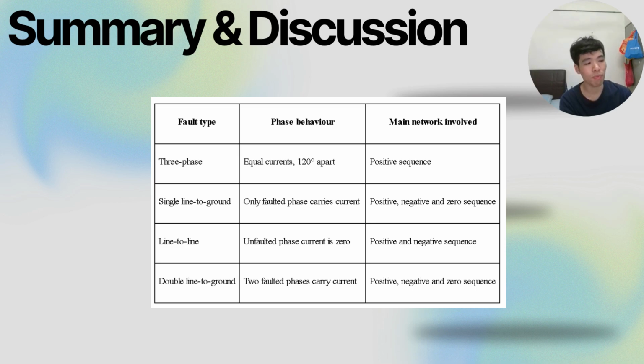During this kind of fault, the unfaulted phase current is zero, and only the positive and negative sequences are involved in the calculation. And lastly is the double line to ground fault. For this kind of fault, the two faulted phases carry current, and the main networks involved are the positive, negative, and zero sequence. This is all the sequences involved.